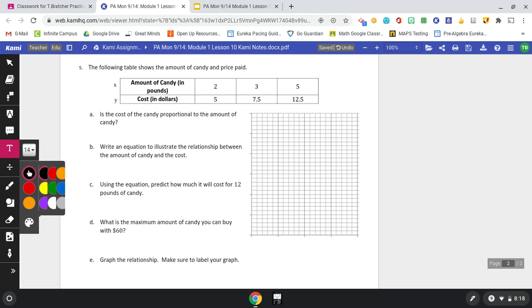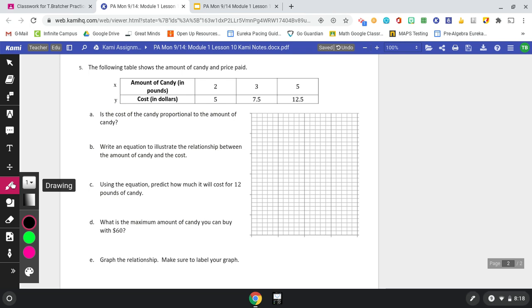So we need to divide, and again, I'm going to use my pen here. We do our Y value divided by the X value. So 5 divided by 2, 7.5 divided by 3, and 12.5 divided by 5. And you're more than welcome again to use your calculator. 5 divided by 2 is 2.5. 7.5 divided by 3 is 2.5.